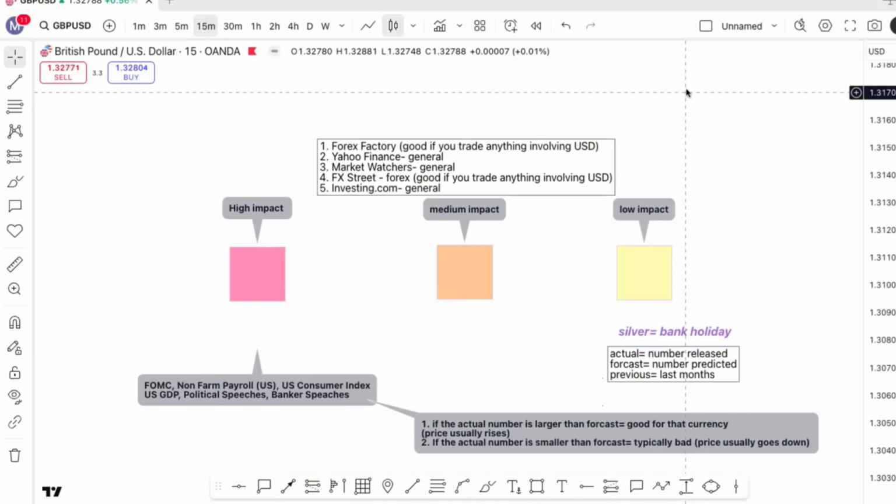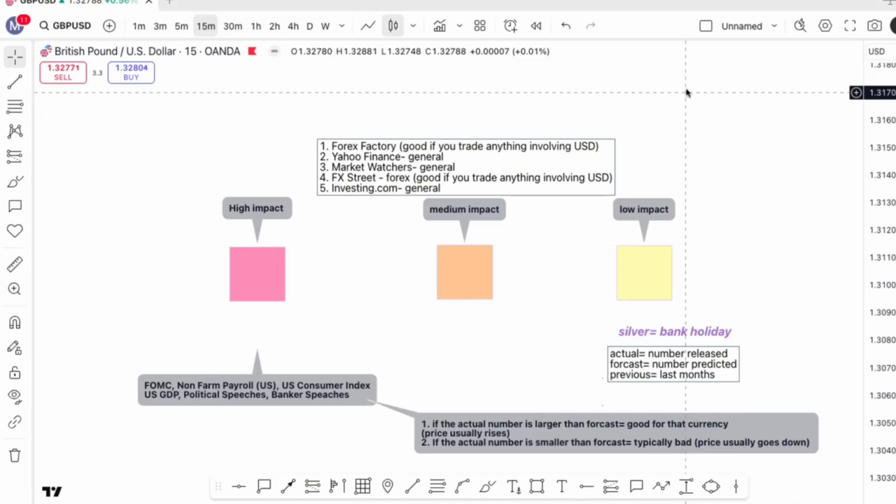So high impact news is going to be things like something called FOMC, non-farm payroll, which happens every Friday of each month, the US Consumer Index, US GDP, political speeches, so anytime someone in high power talks, and then banker speeches. There is a reason why in 2025 people call it the Trump markets, because Trump is really, really causing volatility in the markets and kind of indecision a lot of the times.